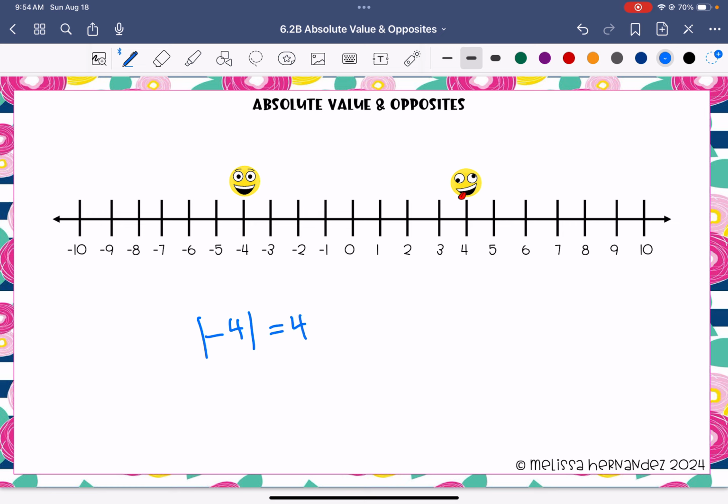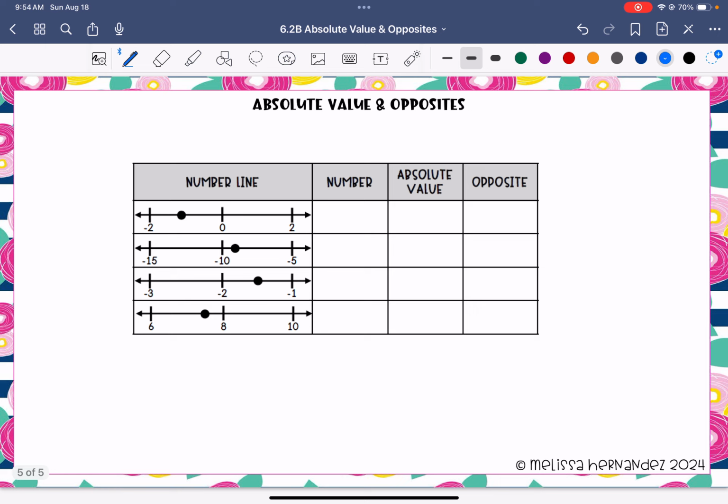Okay, the second emoji, if we were asking for the absolute value, would be displayed like this, and the answer would still be 4. Now the opposite of a positive is a negative, so the opposite of +4 would be -4, and the opposite of -4 is 4. All right, let's complete a table and practice these problems.